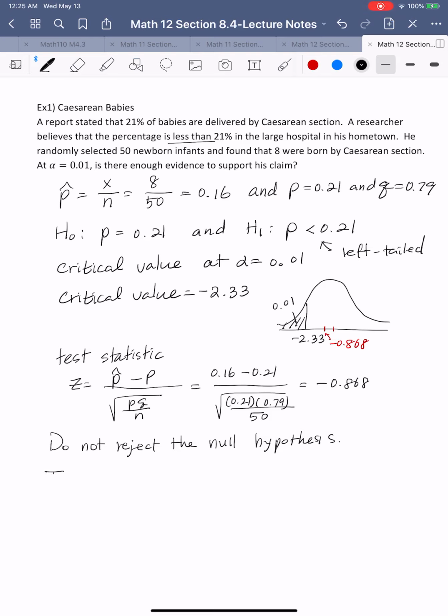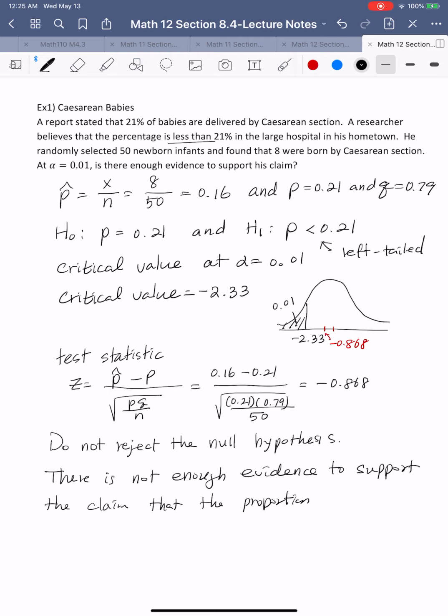So there is not enough evidence to support the claim that the proportion of cesarean births is less than 21%.